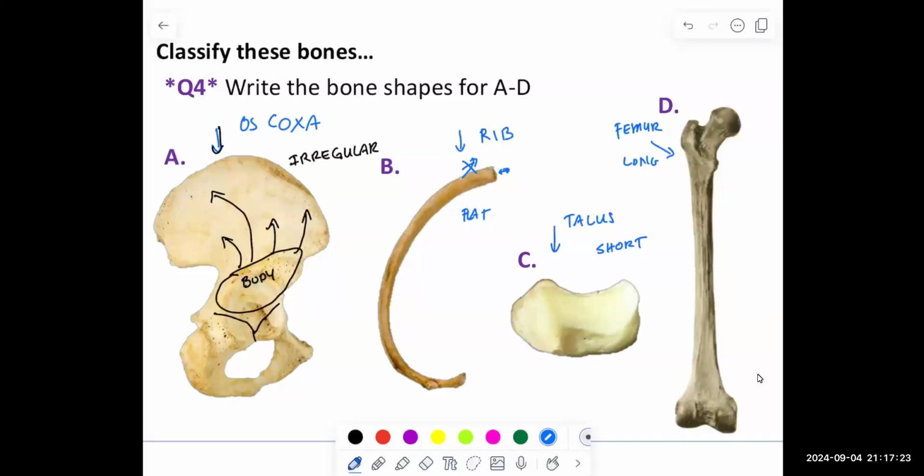Sesamoid will include flat bones. That's why I don't like even including that. I'm only going to ask you to identify these 4. That's why I said the patella is a good example of this. But yes, the rib will be both. So is the sternum.